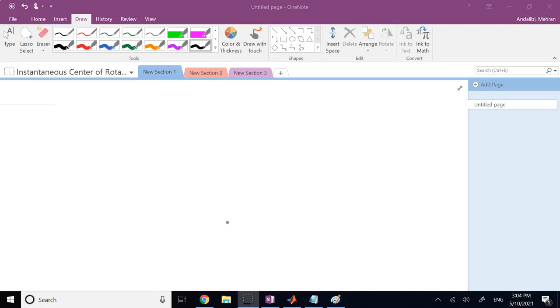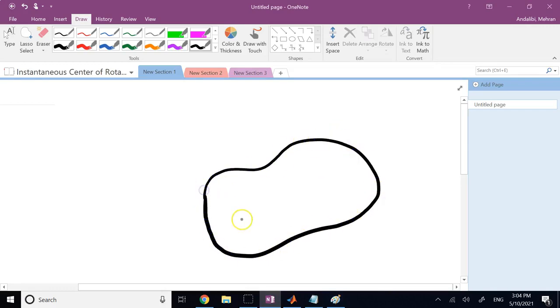Hello everyone. As you know from kinematics of rigid bodies, one way to perform kinematics analysis on rigid bodies is using the general velocity formula, which we call the relative velocity formula.